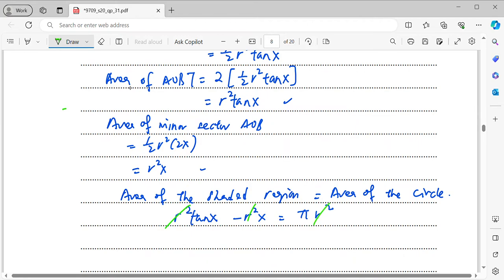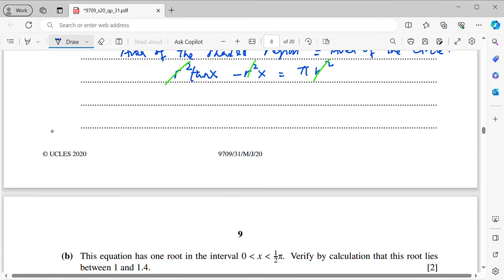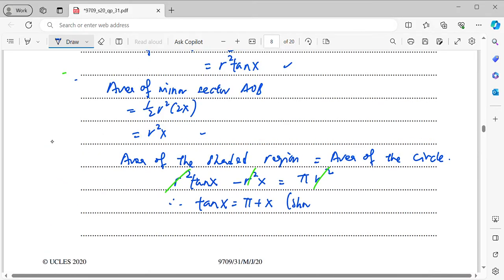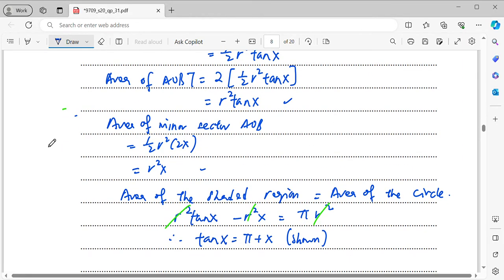Okay, and then you will be getting, now let's look at the question. You need to show tangent x equals pi plus x. So from here, I will get tangent x equals pi plus x. So shown. Okay, so that's the solution for first part.